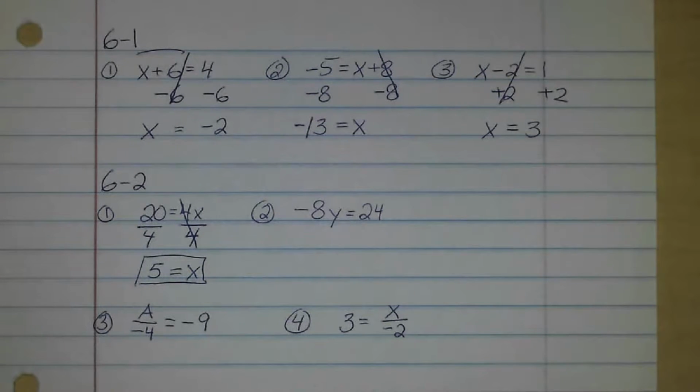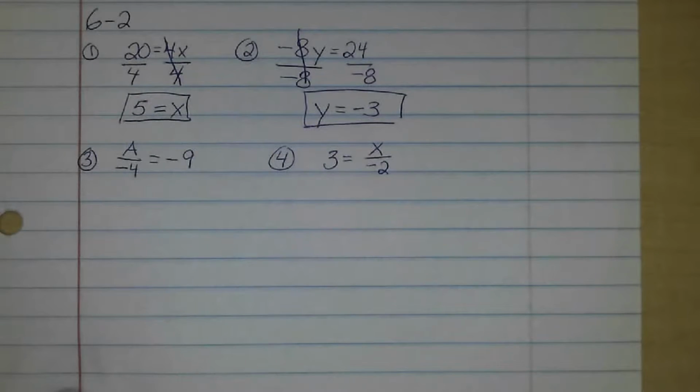For problem 2, we're going to divide both sides by the coefficient, negative 8. Do not forget to include that negative sign. On the left, the 8's cancel. And on the right, 24 divided by negative 8 is going to be negative 3. With question 3, a is being divided by negative 4. The opposite of division is multiplication. So we're going to multiply both sides by negative 4.